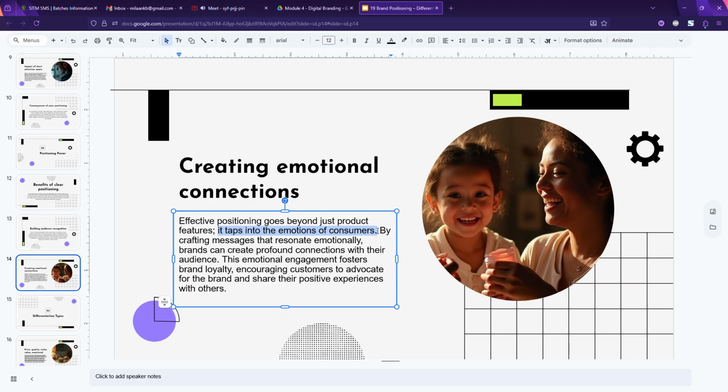If you do a case study, then you will see how Adidas is doing it. But essentially they are building up an emotional connection with the audience. Same goes with Coca-Cola as well. By crafting messages that resonate emotionally, brands can create a profound connection with their audience. This emotional engagement fosters brand loyalty, encouraging customers to advocate for the brand and share their positive experiences with others.